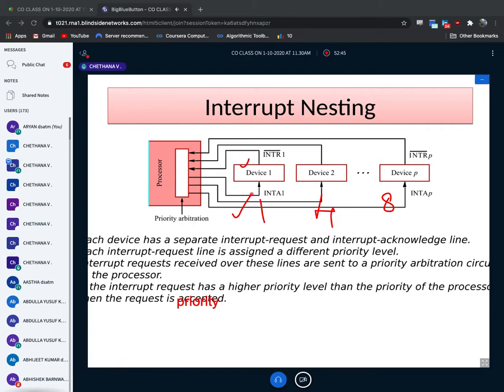When simultaneously 3 or 4 devices request my processor by sending the INTR message, you are going to provide the service. Clear with interrupt nesting? Interrupt nesting means, please write it somewhere, priority wise. Service according to priority. Clear?